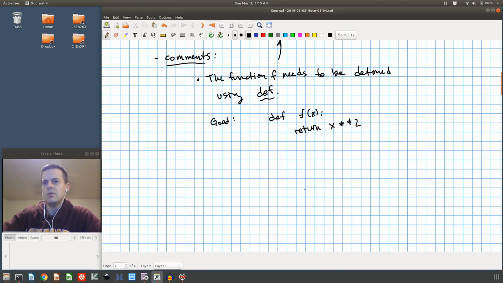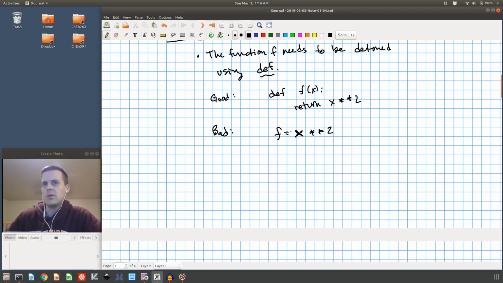So what you don't do, a bad example, would be to just say f is assigned to x squared. Okay, my x was a little wonky there. If I had an array or a value of x, this is just creating a new array variable that stores x squared. That's not what I want to do. I want to define a whole function. That's the first comment I want to make.